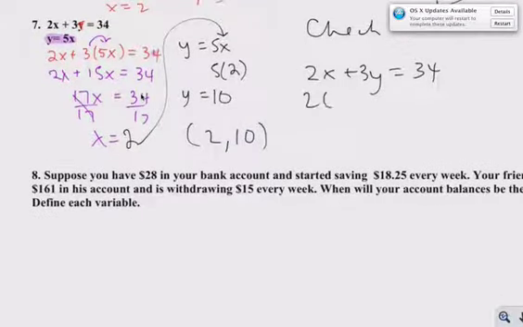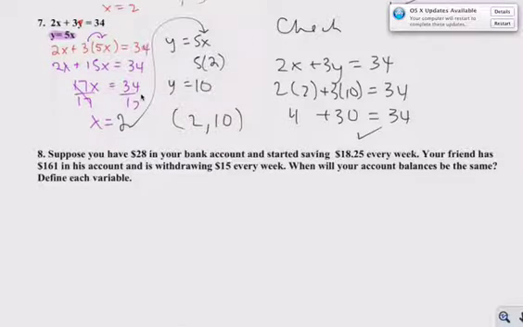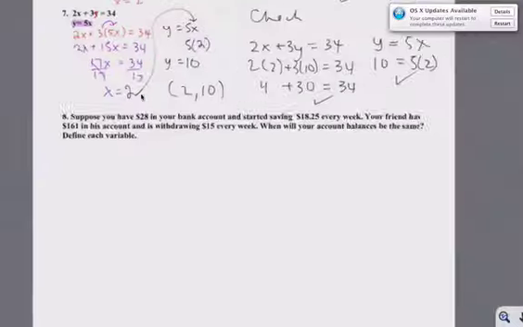So 2 times 2 plus 3 times 10 equals 34. That's 4 plus 30. Aha, that is 34. And then we do y equals 5x. Y is 10 equals 5 times 2. Yep, that is true also.